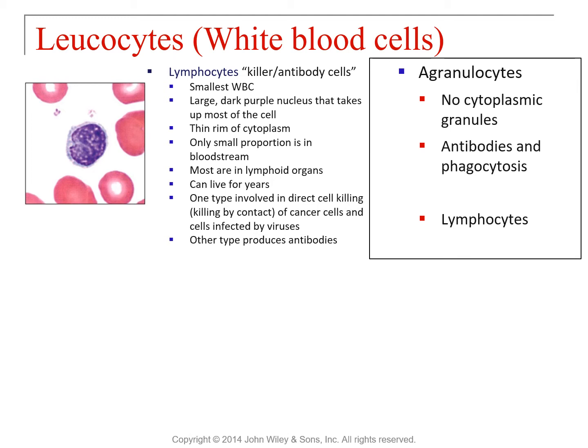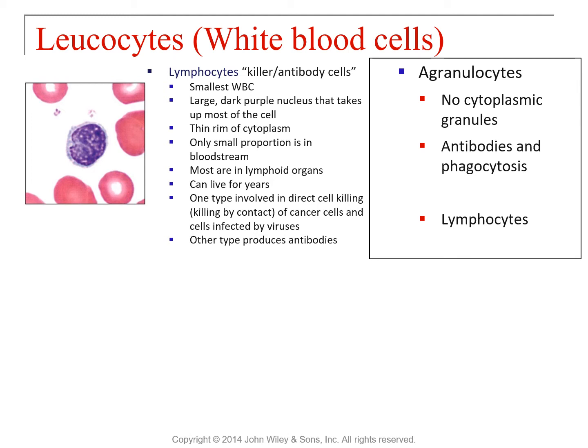So despite the fact that they're the second most common type of white blood cell in the bloodstream, only a small proportion of them are actually in the bloodstream because most of them are in lymphoid organs. In your lecture videos, we've discussed how some B and T cells can be kept back for memory cells, and this means that these can live for years.